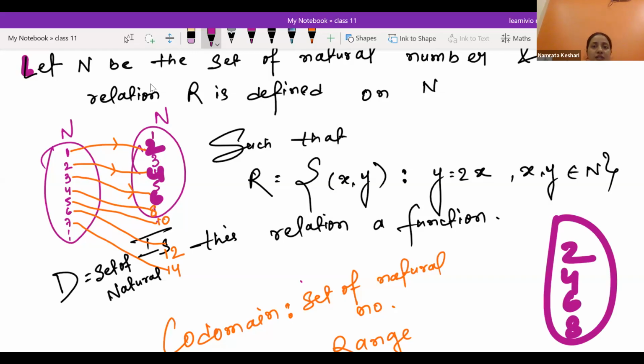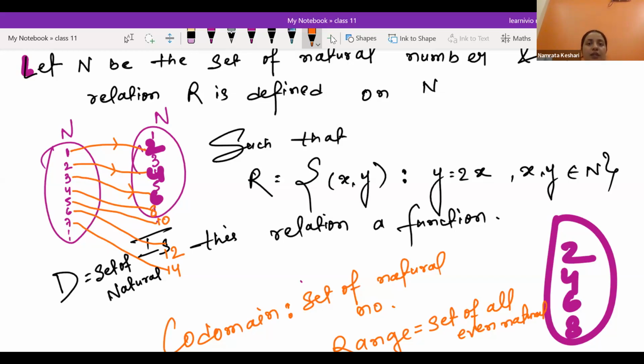So range will be the set of all... can I say set of all even natural numbers? Yes, ma'am. Making sense? All those numbers which are even. We are noticing a pattern in the second set.